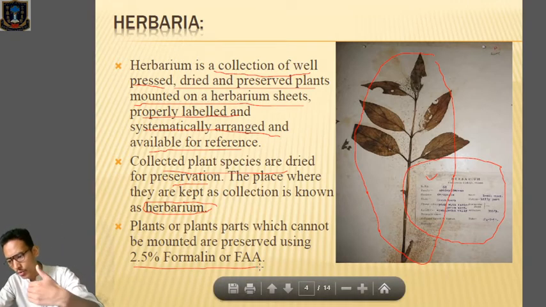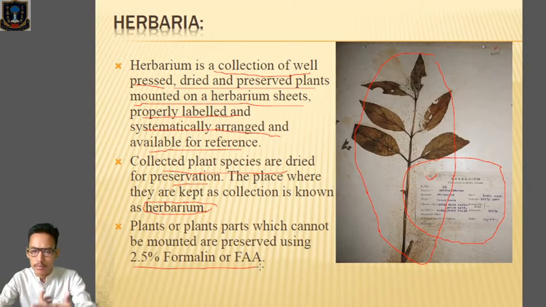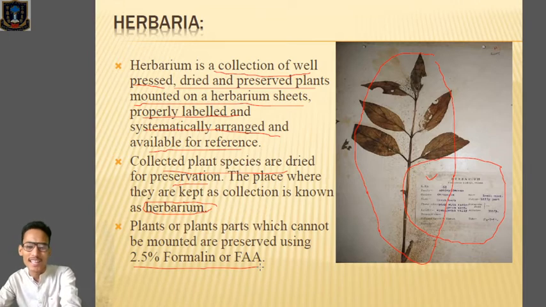If we are not able to press the plants well, or we are not able to dry them properly, then we can simply preserve the entire plant body. And preservation is mainly done with the help of 2.5% formalin or FAA. In case you are not able to dry the plant properly, then we can go for preservation. Clear? Then you can keep it in a large container or a large vessel.